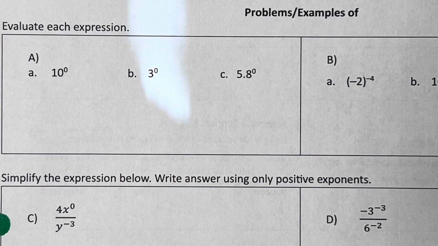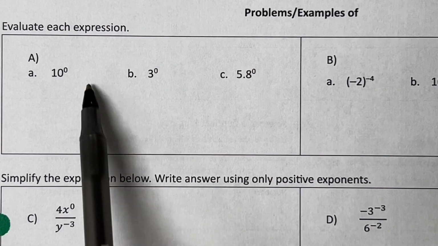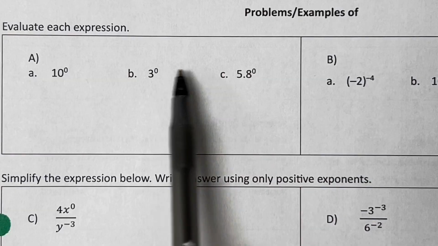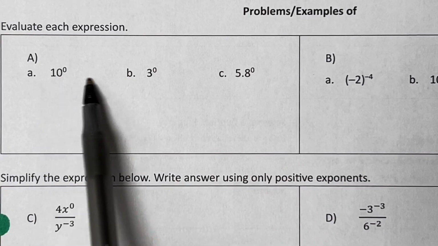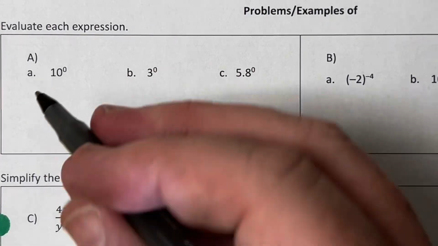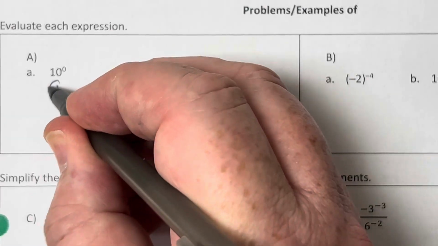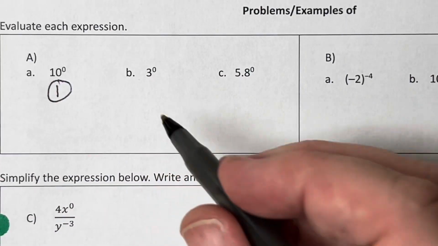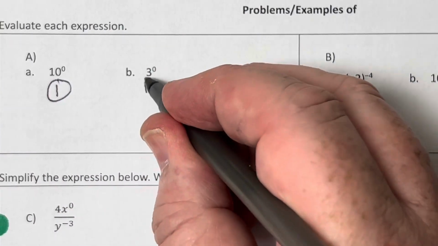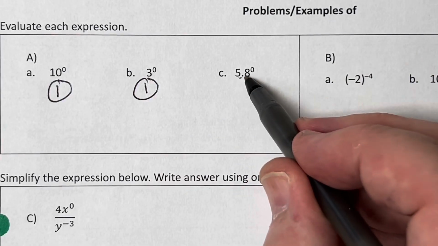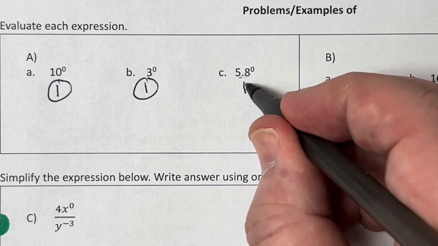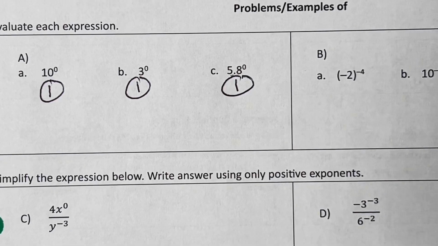All right, let's look at a few examples together. First, with the 0 power. For A, we have 3 examples here. 10 to the 0 power would be 1. B, 3 to the 0 power would be 1. And then 5.8 to the 0 power, right? Anything to the 0 power would be 1.